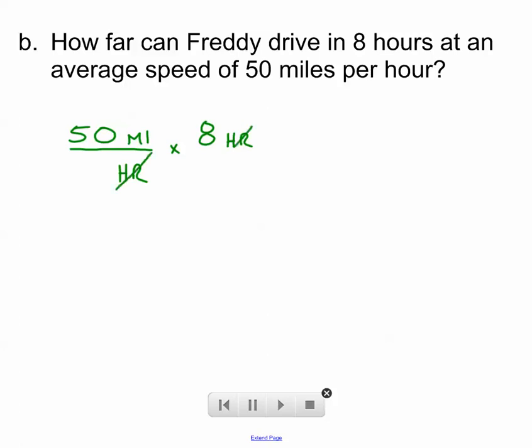The hours, notice, we got hours on bottom and hours on top. Those cancel out, okay? So the only unit you're left with is miles. And that's what we're trying to find out. How far can Freddie drive? How many miles can he drive? Well, we'll just do 50 times 8 is 400 miles. So if he averages 50 miles per hour for 8 hours, he's going to go 400 miles.